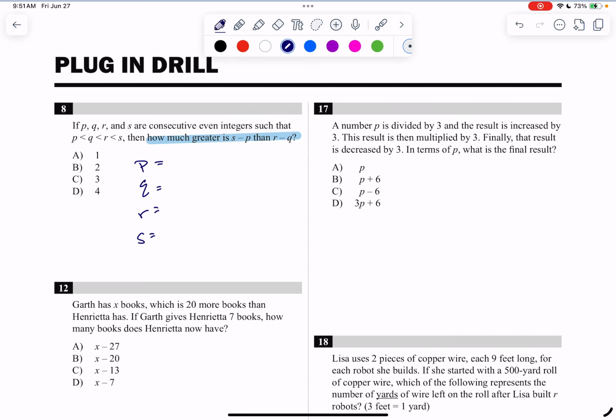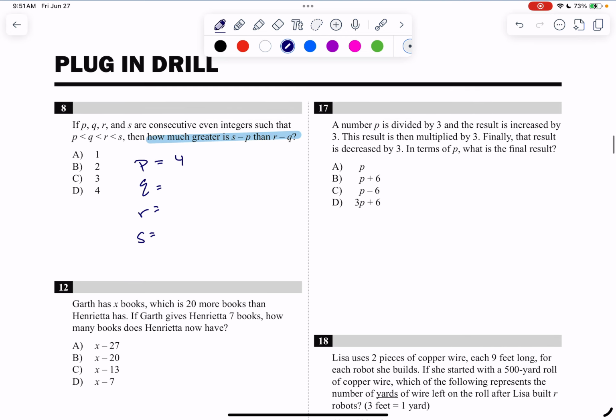Maybe I'll make that 4, and then Q would have to be the next consecutive even, so that would be 6, and then R would have to be 8, and S would have to be 10. Now I've plugged in consecutive even integers where P is less than Q is less than R is less than S. And now let's figure this out.